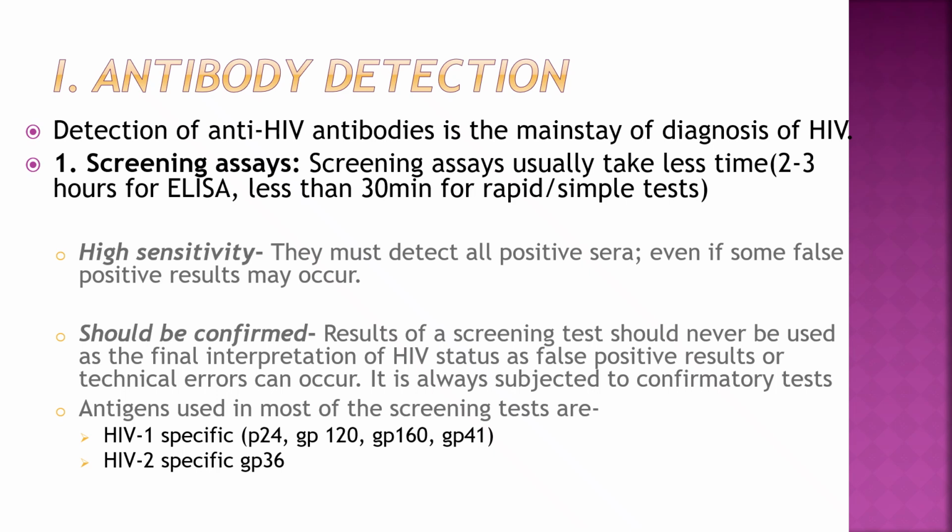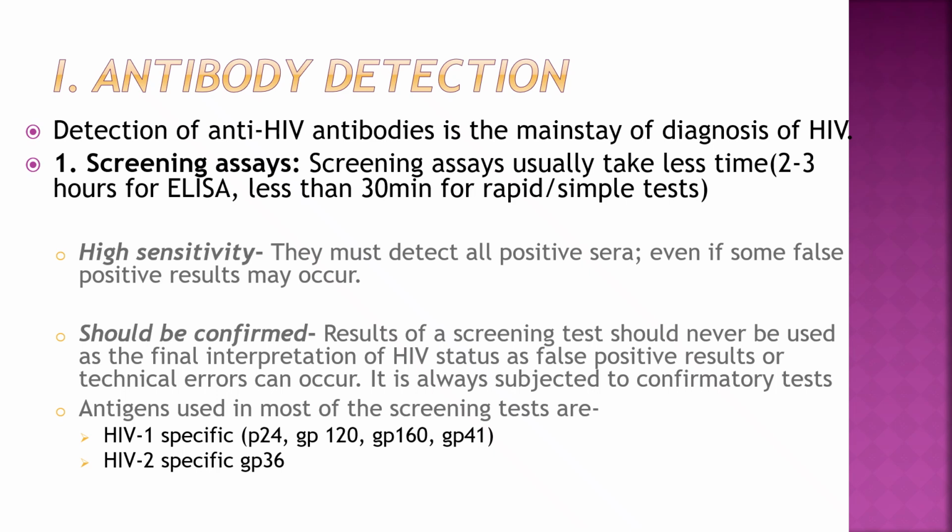First is antibody detection. Detection of anti-HIV antibodies is the mainstay of diagnosis of HIV. Screening assays usually take 2 to 3 hours for ELISA and less than 30 minutes for rapid or simple tests. They have high sensitivity: they must detect all positive sera even if some false positive results may occur. Results should be confirmed. The result of a screening test should never be used as a final interpretation of HIV status, as false positive results or technical errors can occur. It is always subjected to a confirmatory test.